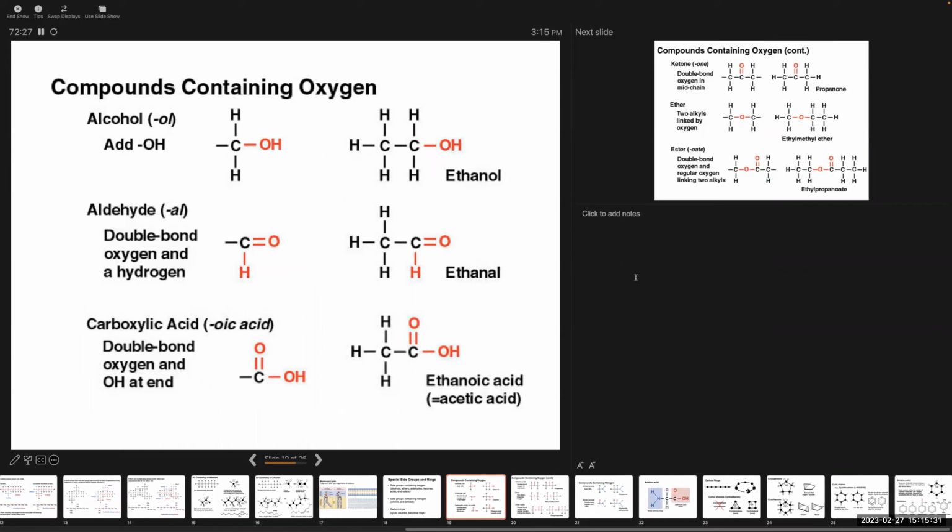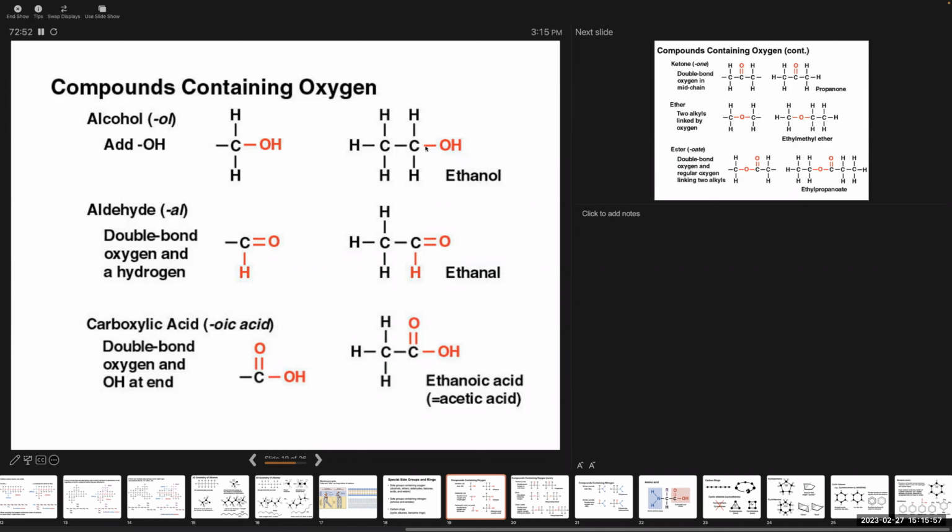So you make something an alcohol by adding OH to it. The OH is sometimes referred to as a hydroxyl group, but you could also call it an alcohol group, because if you add OH to an organic molecule, you turn it into an alcohol. Here's the OH, attached to a carbon chain. And here's one example of that on the right.